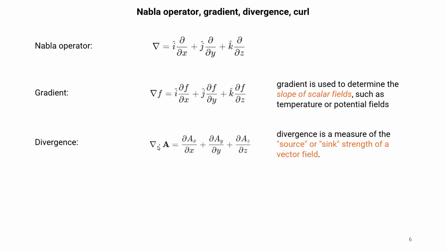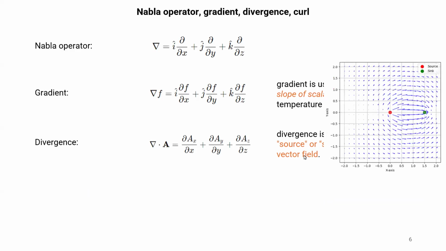The divergence is very important. It describes the source and sink of our vector field. For example, wait, yeah.